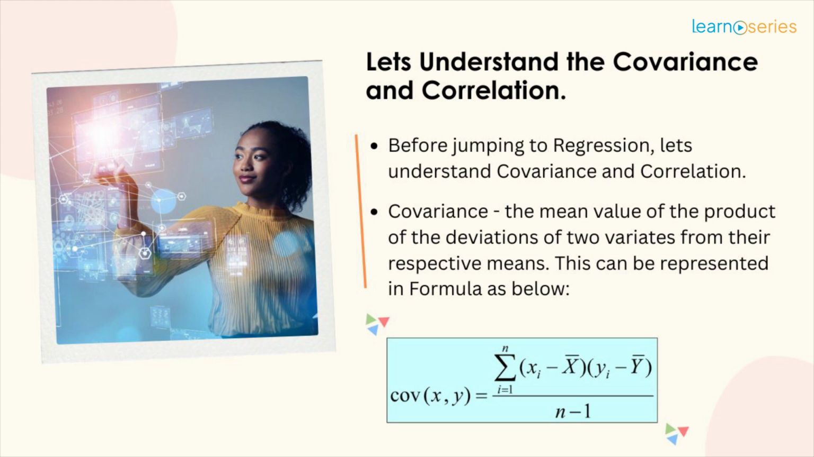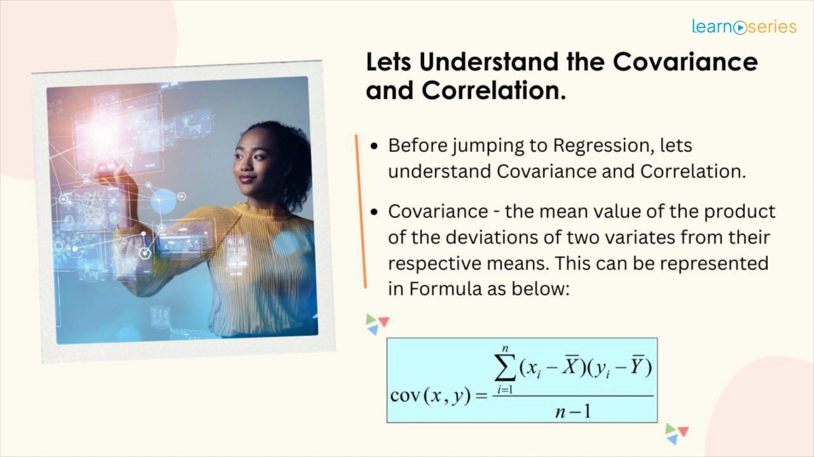The calculation is like this: xi minus x bar, yi minus y bar. X bar means the mean of the x column, y bar means the mean of the y column. N is always the number of samples or number of rows. So the mean value of the product of the deviations of two variates from their respective means can be represented in a formula. What is the variation from the mean?